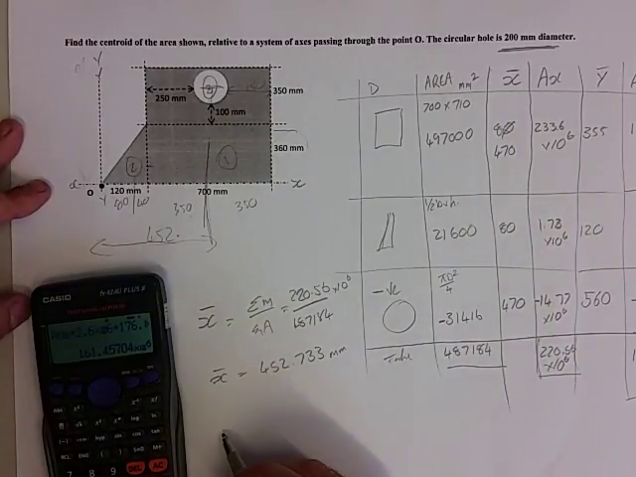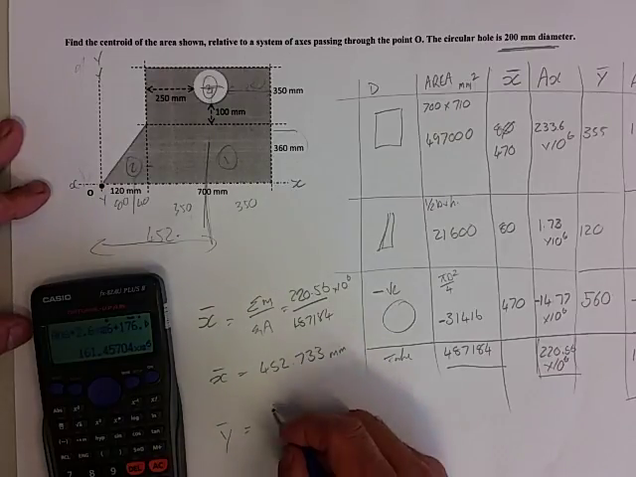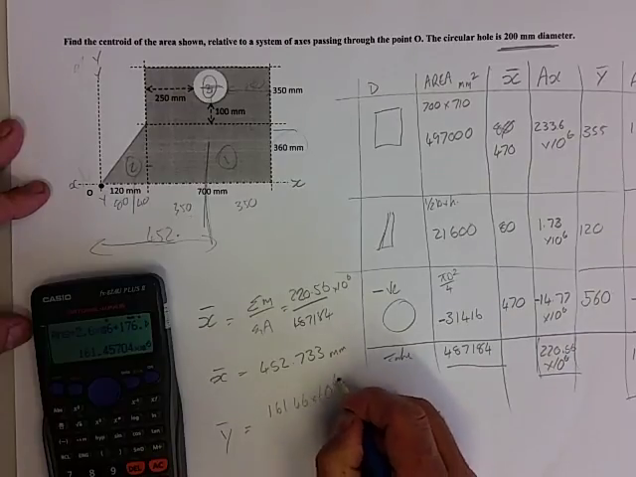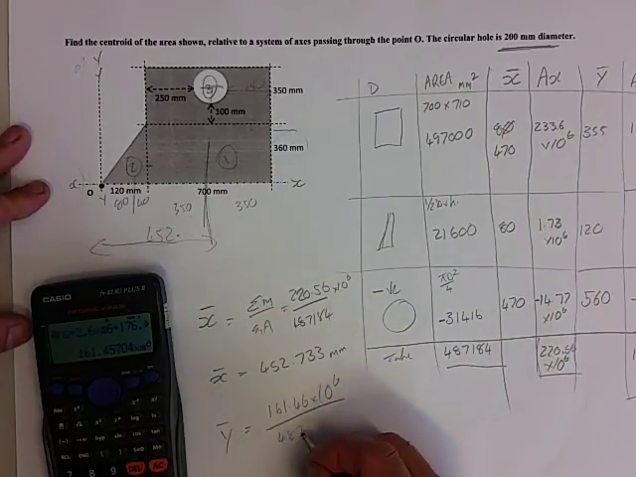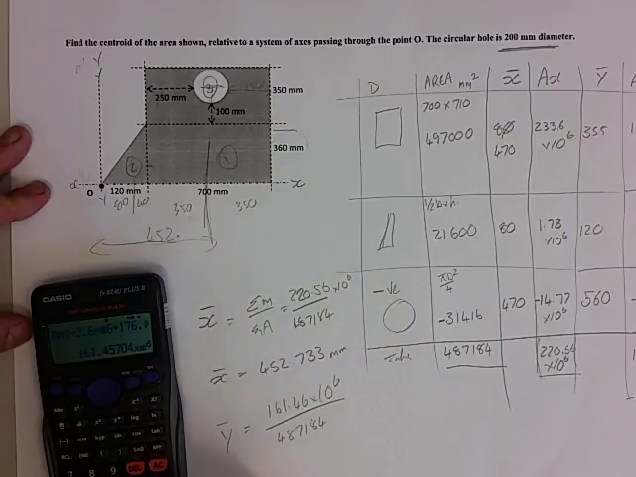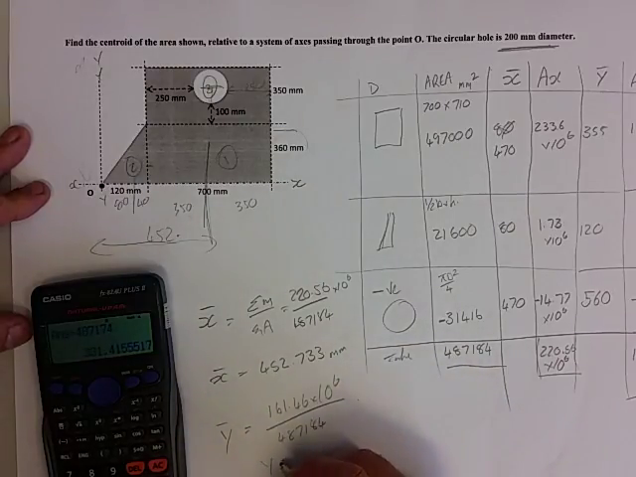So now our y dash equals the sum of the moments over the sum of the area: 161.46 times 10 to the 6 divided by our total area, 487,184. So we divide that, and we end up with y dash equals 331.